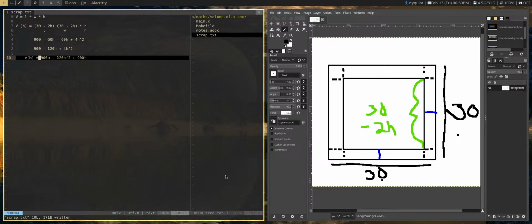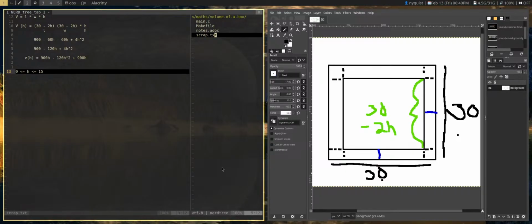So first, if we want to find the maximum volume, I'm just going to work through the problem real quick so we can see what's going on. We know for the domain of the problem, height can't be negative. So this would be 0 less than or equal to h, less than or equal to 15. This is the domain for h.